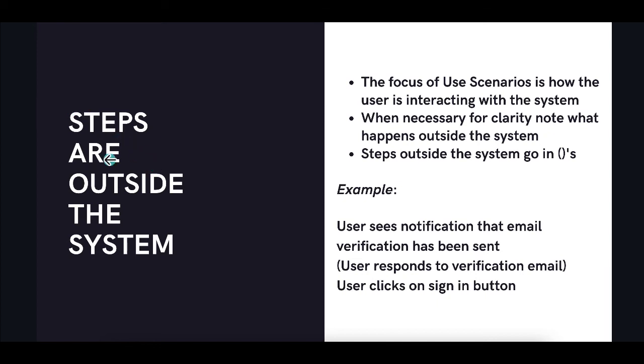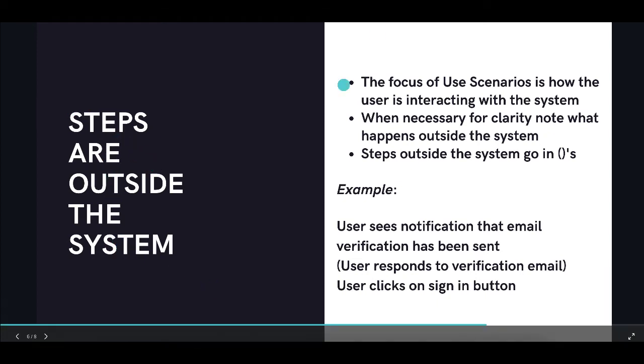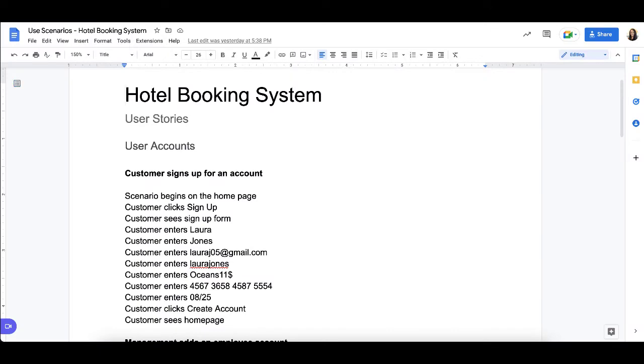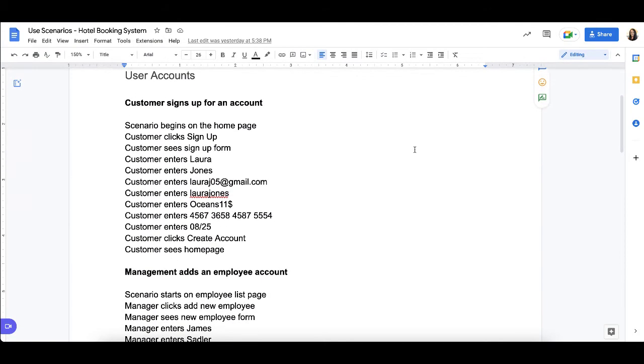Let's talk about steps that are outside of the system. We didn't see any in our use scenario here, so let's pull this up. In our use scenario, the customer or the user is simply walking through the sign up process, and there are no steps happening outside the system.